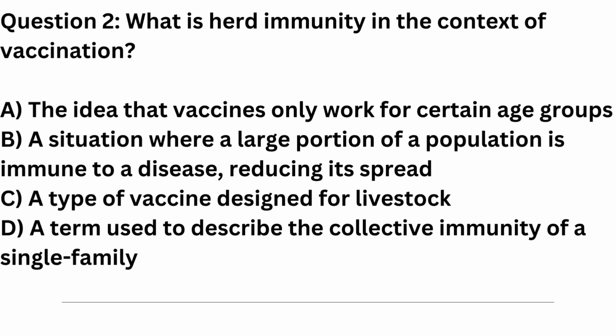A. The idea that vaccines only work for certain age groups. B. A situation where a large portion of a population is immune to a disease, reducing its spread. C. A type of vaccine designed for livestock. D. A term used to describe the collective immunity of a single family.